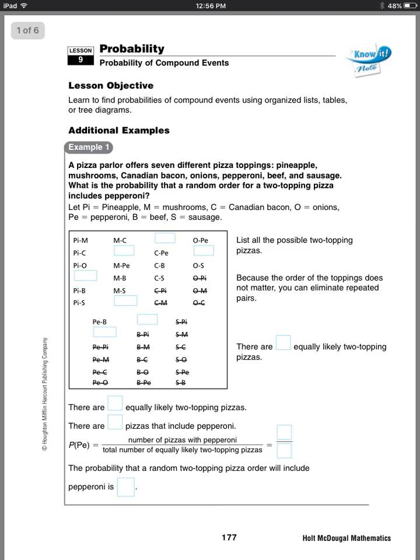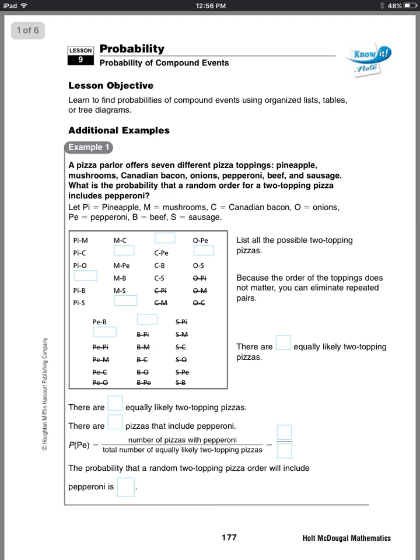We are learning to find probabilities of compound events using organized lists, tables, or tree diagrams. A pizza parlor offers 7 different pizza toppings: pineapple, mushrooms, Canadian bacon, onions, pepperoni, beef, and sausage. We are going to shorten these: PI is pineapple, M is mushrooms, C is Canadian bacon, O is onions, PE is pepperoni, B is beef, and S is sausage, because it makes it easier to list out our lists and tables.